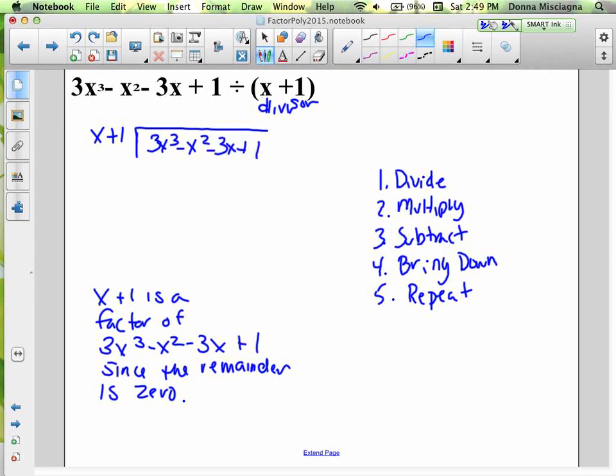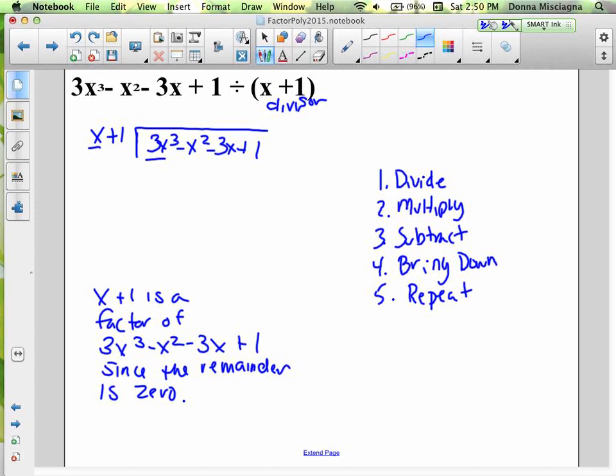Right, so when we're dividing using long division like this for polynomials, we always want to get rid of the leading term, right? So we use the leading term in our divisor to get rid of the leading term in the number we're dividing into, our dividend. All right, so what would I have to multiply x by to get 3x cubed?